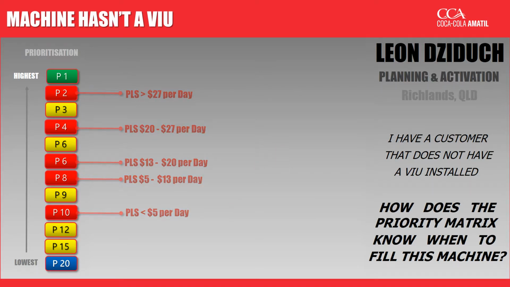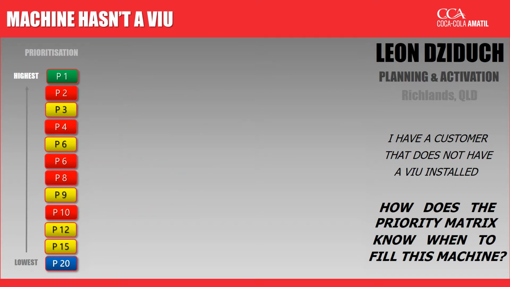By the way, if the machine's days cover is greater than 90 days, note the outlet will appear as ready to be filled, or a priority 20, after 90 days has passed since the last fill.